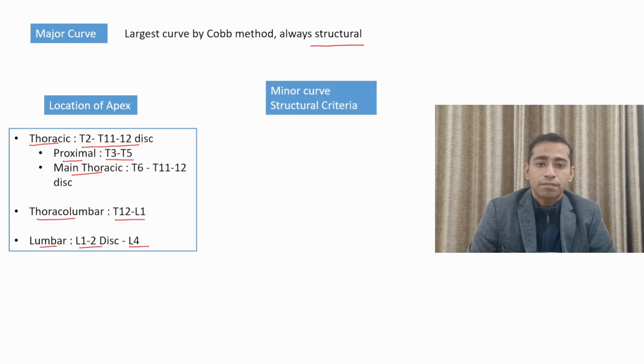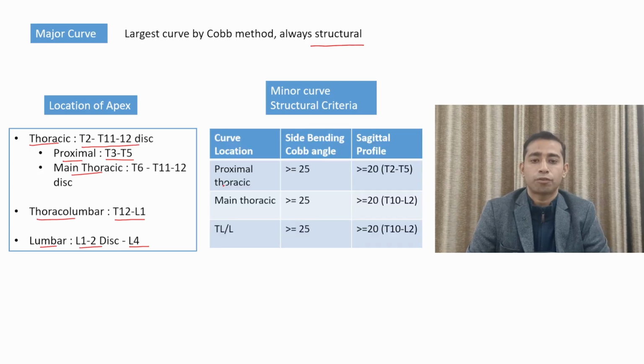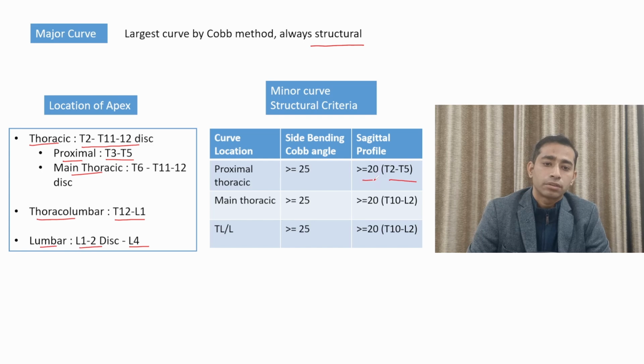For minor curves, these are the structural criteria we have to know. For proximal thoracic, main thoracic and thoracolumbar lumbar, a side bending Cobb of greater than 25 degrees on the coronal plane. And on the sagittal plane, a T2 to T5 kyphosis of greater than 20 for proximal thoracic, or a T10 to L2 kyphosis of greater than 20 for main thoracic and thoracolumbar curves.